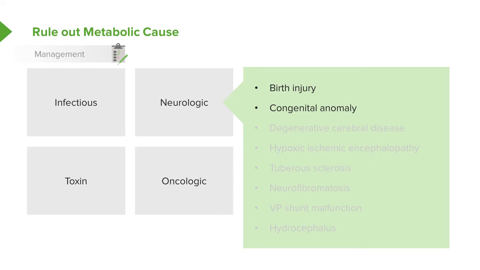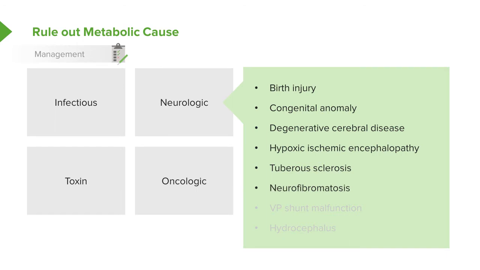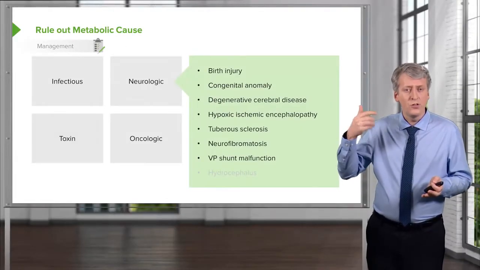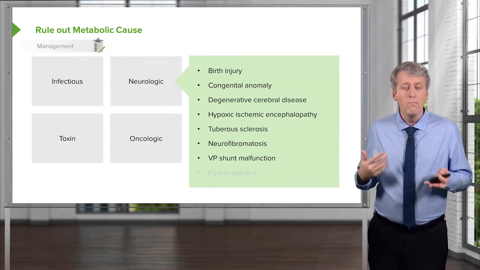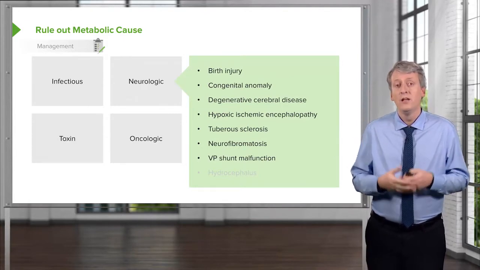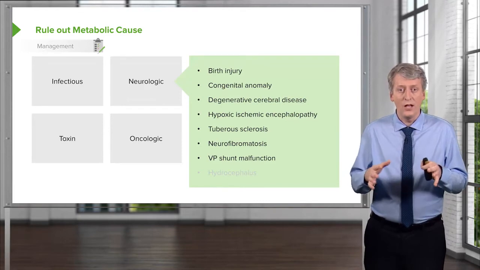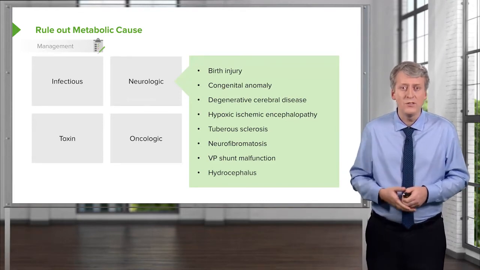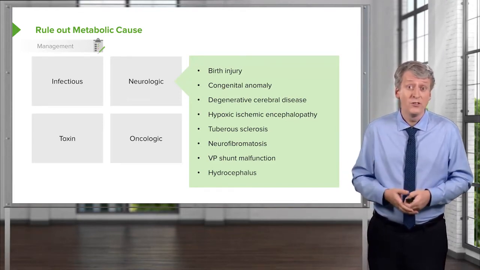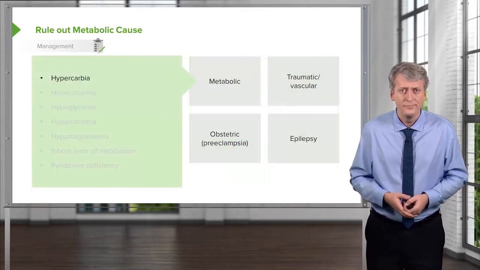Congenital anomalies of the brain, such as polymicrogyria, can cause seizures. Degenerative cerebellar disease, hypoxic ischemic encephalopathy, tuberous sclerosis of the brain, these tubers can cause seizures. Neurofibromas can cause seizures. Patients who have shunts to drain excessive fluid may have misfunction of that drainage system. Those patients get acute hydrocephalus and may present with seizure, and hydrocephalus untreated can certainly present with seizure.